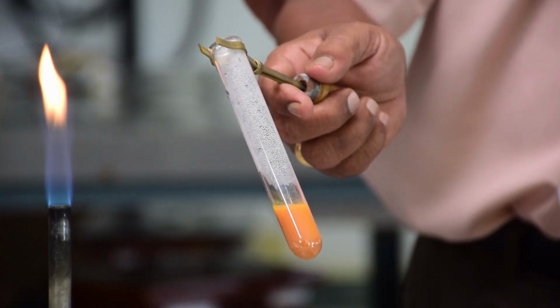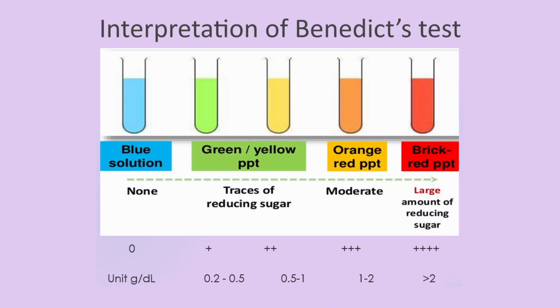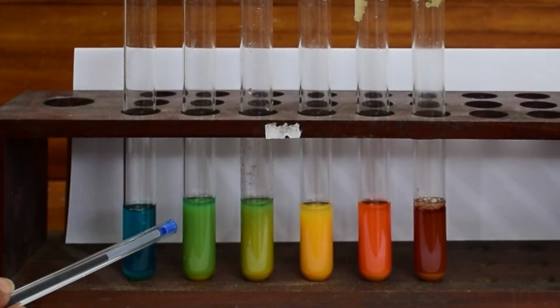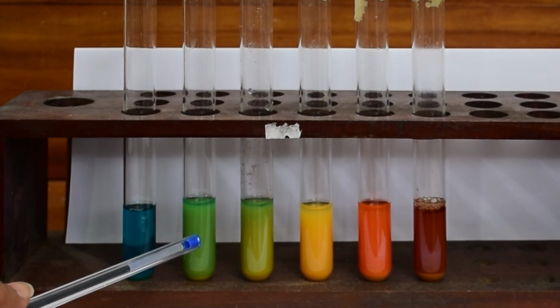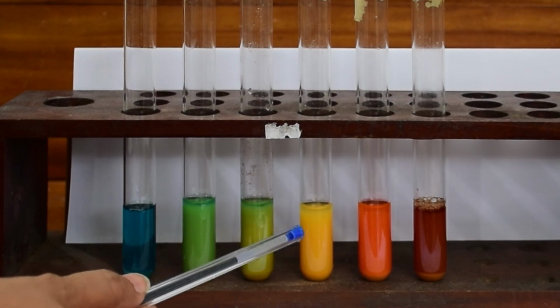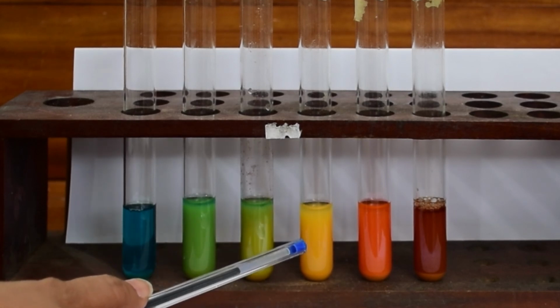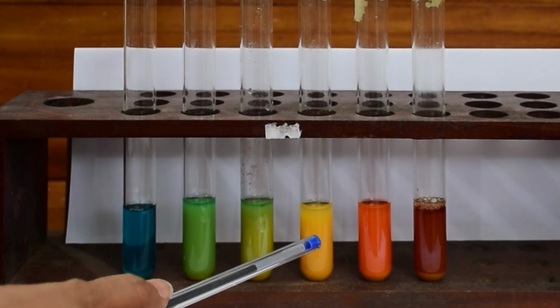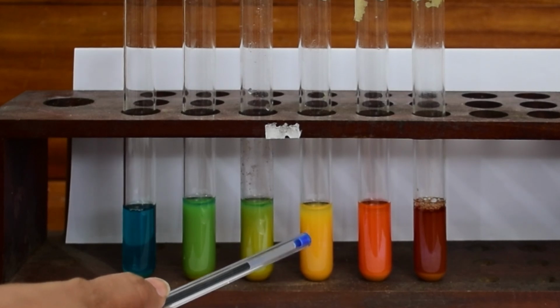Now, let us learn how to interpret Benedict's test. It is a semi-quantitative test. So, if the specimen upon boiling changes the color to a green color, it signifies there are traces of reducing sugar amounting to 0.2 to 0.5 gram per deciliter. And if the color changes to yellow precipitate upon boiling, it signifies traces of reducing sugar present, which can amount to around 0.5 to 1 gram per deciliter of reducing sugar.